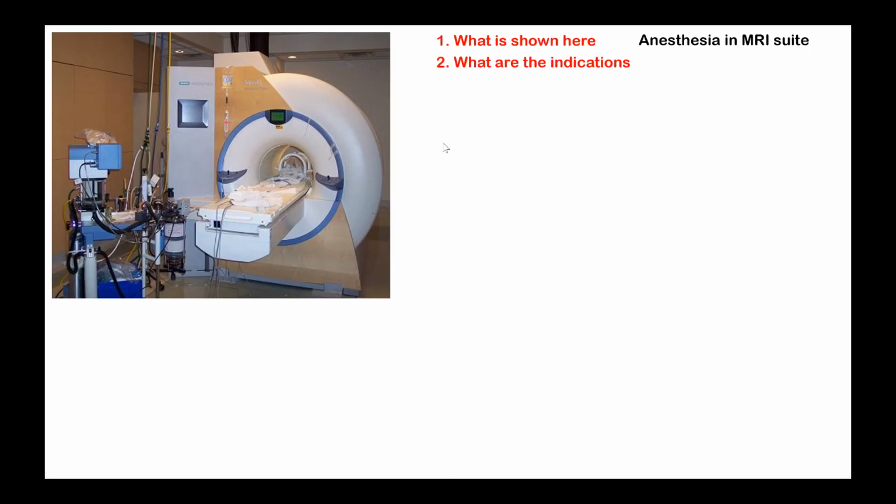What are the indications for giving anesthesia in an MRI suite? Claustrophobic patients. It may be mainly for the pediatric age group. It may also be for uncooperative adults. Okay, these are the two categories who may need anesthesia.